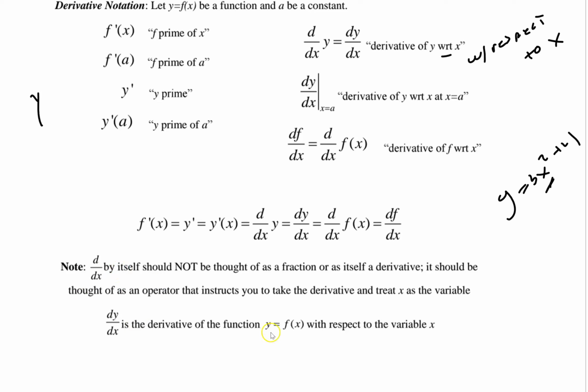dy dx is a derivative function. So this is a derivative function, like that's an actual derivative. This says take the derivative. Slight difference there, right? They're saying, hey, the derivative of your answer is this. This says, hey, do the derivative.